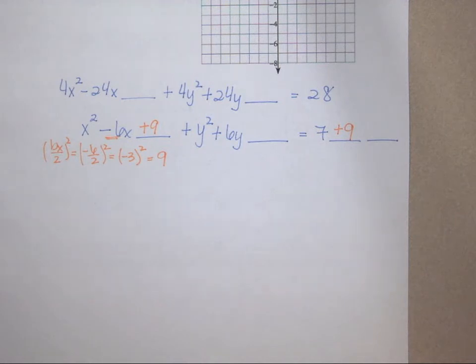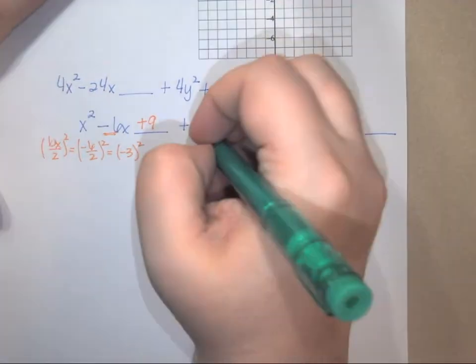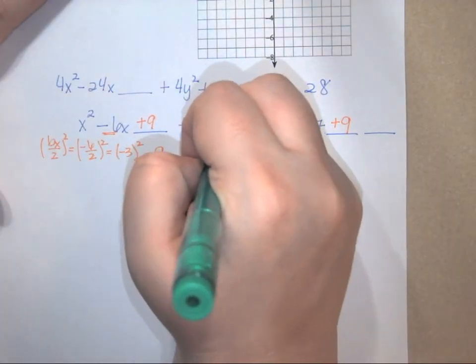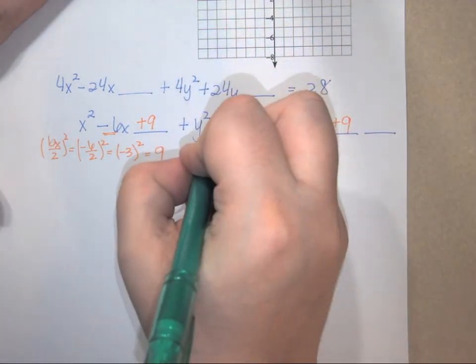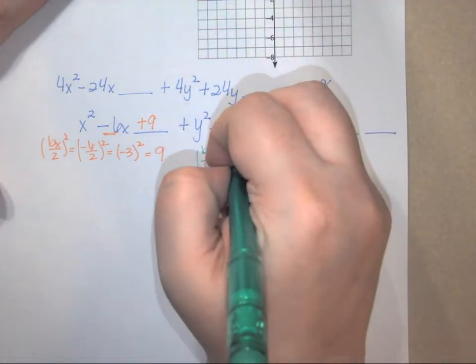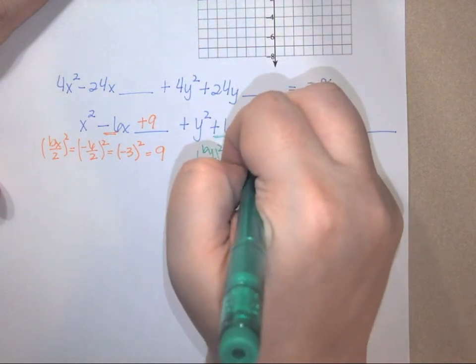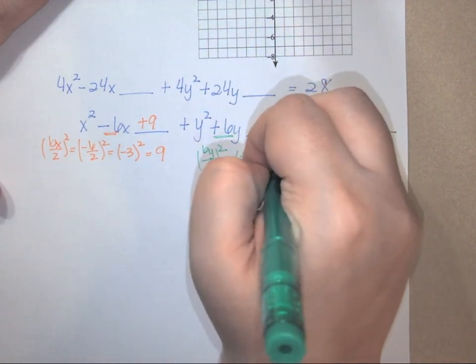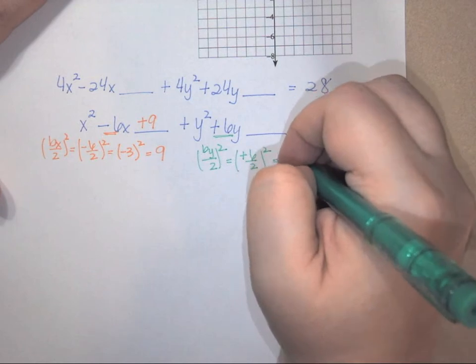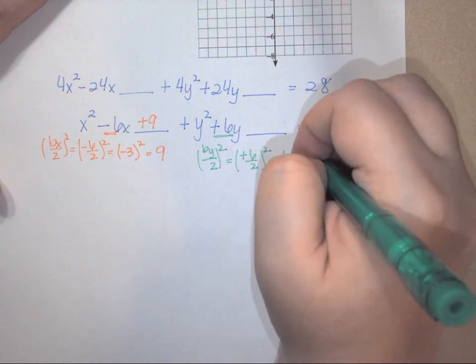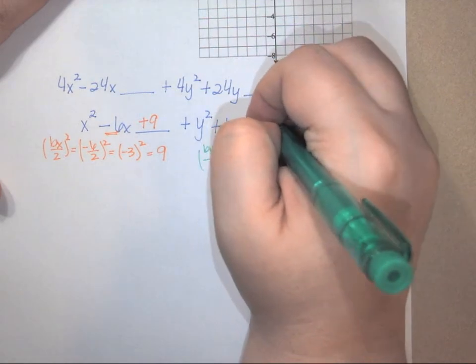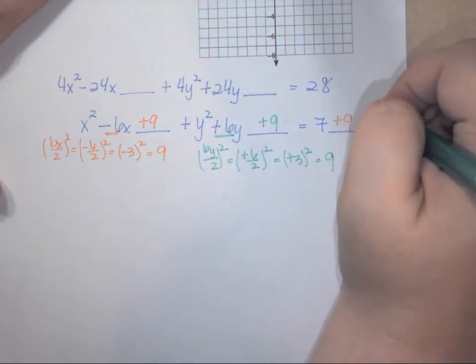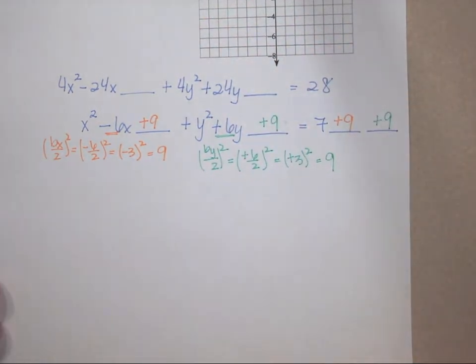Now I need to do the other. So this is going to be my y term squared. Here my y term is positive 6. So this is a positive 6 over 2 and square it. When I reduce that fraction, I get a positive 3 squared, which is going to give me a 9. So my second blanks are going to have a plus 9 in both blanks.